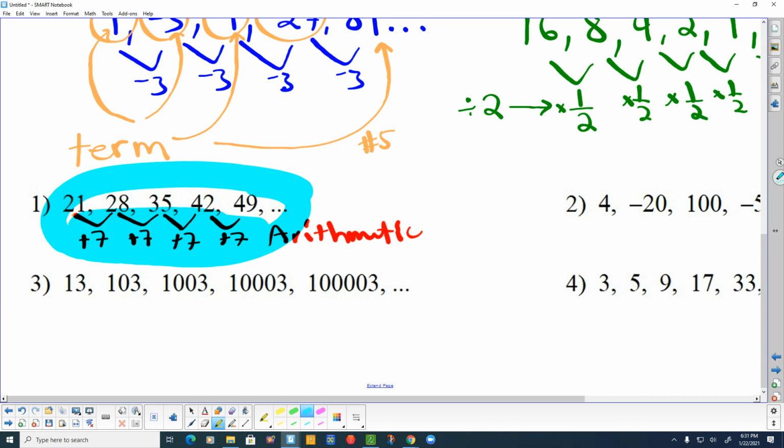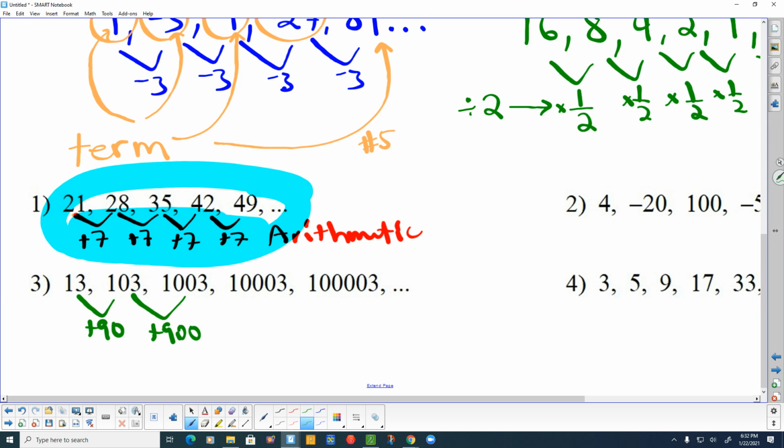Well, let's look at the one below it. This is adding 90. This is adding 900. Okay, that's not arithmetic because it has to be the same number.